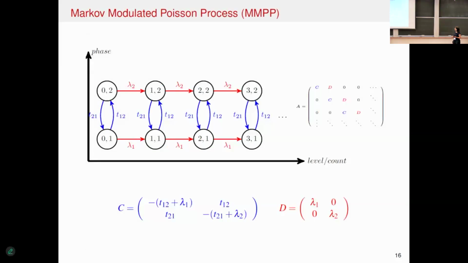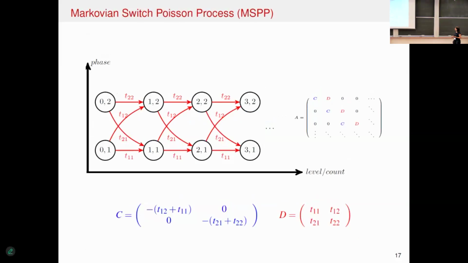So back to the Markov modulated Poisson process, just look at the matrices C and D. The matrix D is diagonal in this case. The Markov switch Poisson process is a Markovian arrival process where all the transitions in the phase process are accompanied with an arrival. So in this case, we don't have the blue transitions just between the phases, and as a result, the matrix C has the form of a diagonal matrix. Again, everything here is for the case that we have only 2 phases.